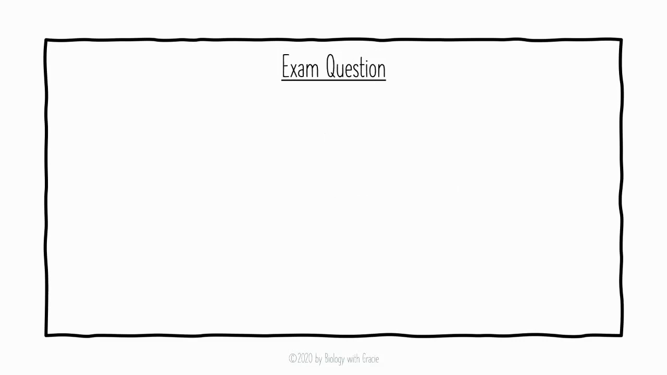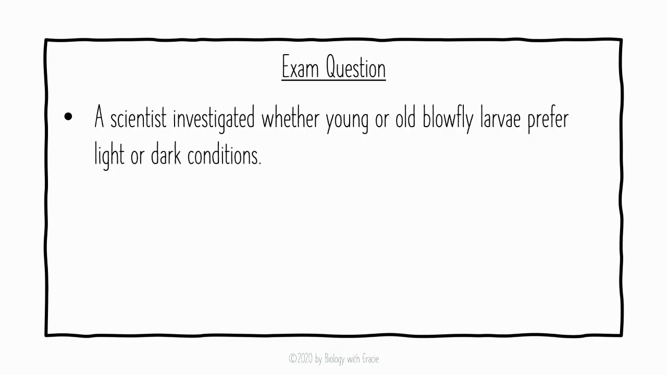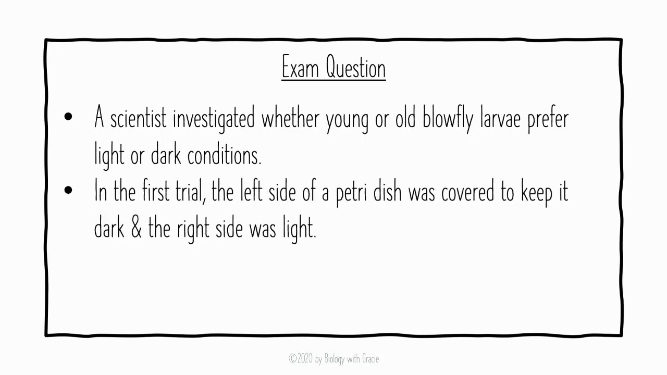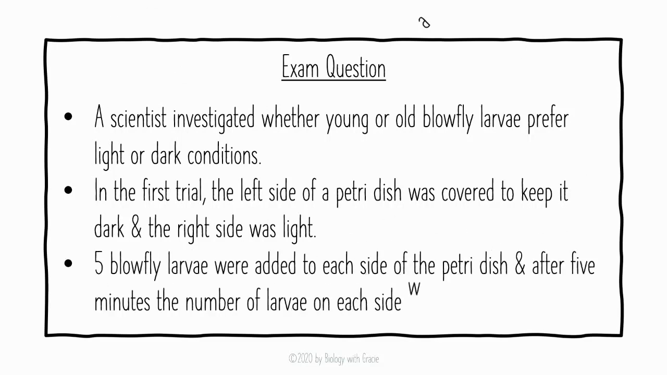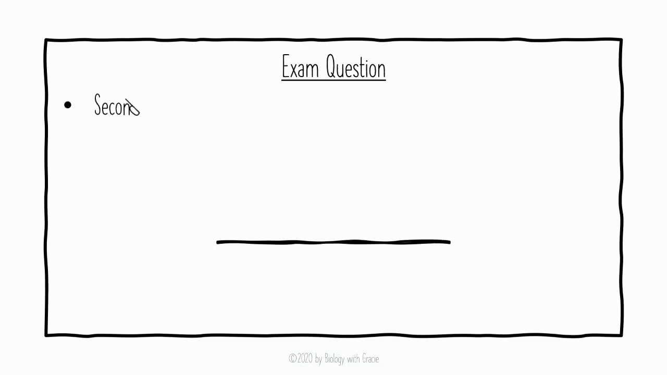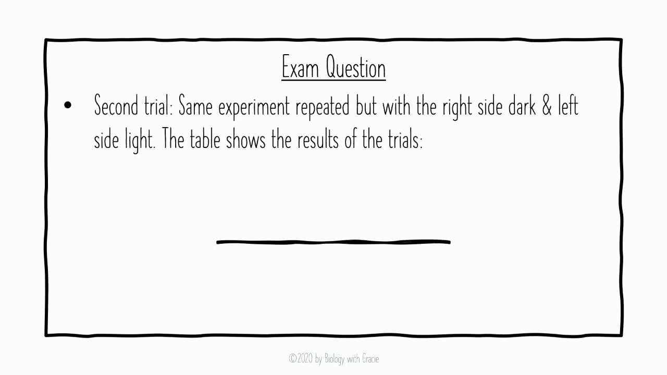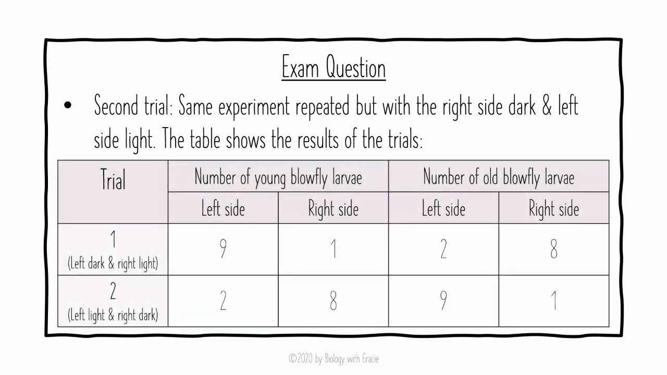So we're now going to go through an exam question to see how these sorts of questions are laid out and what you may be asked. So a scientist investigated whether young or old blowfly larvae prefer light or dark conditions. In the first trial, the left side of a petri dish was covered to keep it dark and the right side was light. 5 blowfly larvae were added to each side of the petri dish, and after 5 minutes the number of larvae on each side was recorded. In the second trial, the same experiment was repeated, but with the right side dark and the left side light. The table shows the results of the trials.